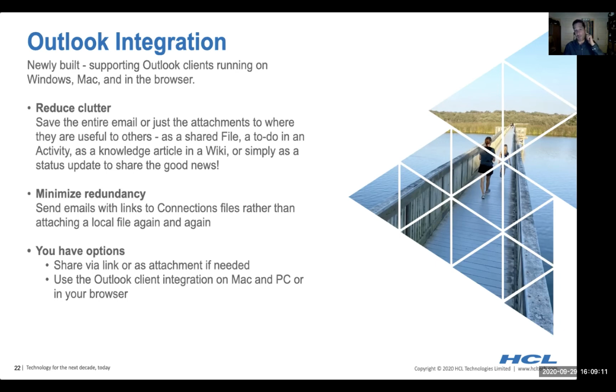So what's the point of this integration? To me, it's a lot about reducing clutter and making information available to a broader audience. So the first thing you can do is you can actually take an email that you received and store the entire email, maybe as a file. Maybe you want to save it as a knowledge article in a wiki, or post a status update, or save it as part of an activity. You can do that. You can save the entire email or just the attachment, right? If you just received a PDF in an email, you can take that email and store it as a file in your community file.